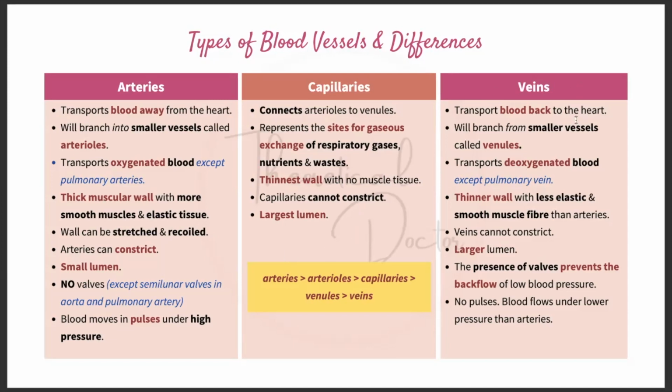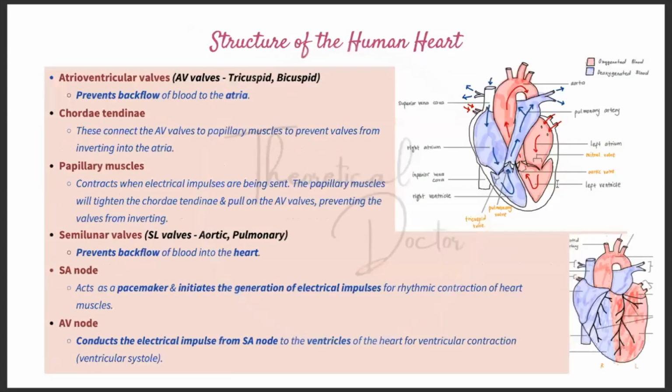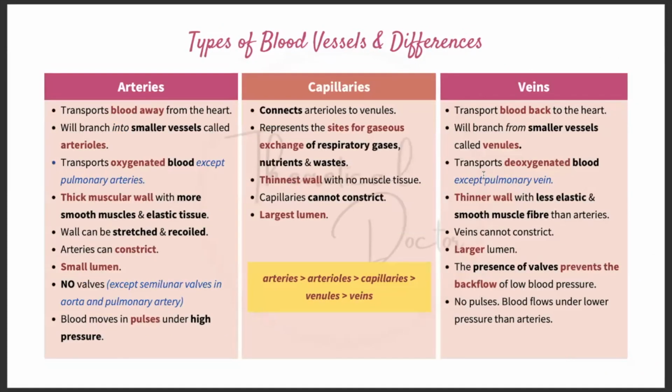And then veins. The function of veins is to transport blood back to the heart, and they will branch from, not to. Remember, arteries will branch into, but veins will branch from smaller vessels called venules. Their function is to transport deoxygenated blood except the pulmonary vein, because the pulmonary vein, if you can see here, goes back into the left atrium, the red colored one. They transport oxygenated blood from the lungs back into the heart.